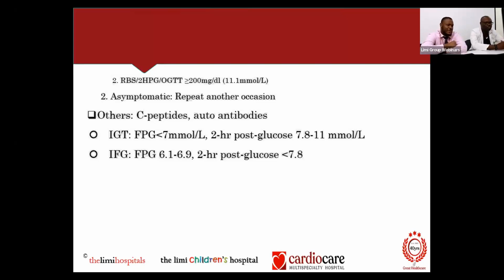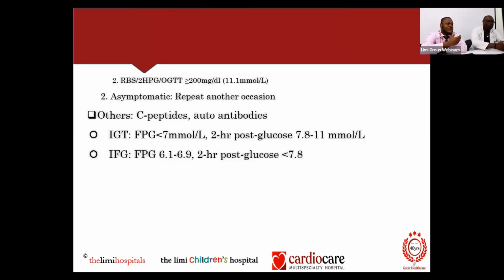So this is very, very important for us to remember for patients that are symptomatic. However, for patients that are asymptomatic, you have to repeat the blood glucose again to ascertain the diagnosis of diabetes mellitus. So you can't just use one reading to make a diagnosis. You have to actually repeat the blood sugar again.